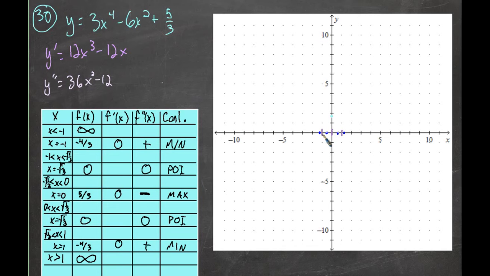-4/3, so -1, comma -4/3. Alright, that is a minimum value. So -1, -4/3. That's a minimum value. I could just even write a little note for myself if I can't keep track of that mentally. 1 comma -4/3 also is a minimum. I know that it is concave down on this interval, okay, so I bet I could sketch something that's concave down that goes through that y-intercept, and which is also a maximum, which we found.